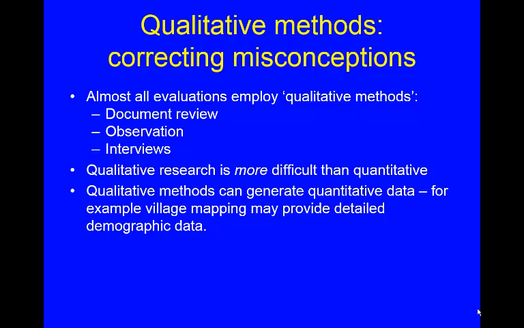Qualitative records can generate quantitative data. So when we're talking about qualitative evaluation, that doesn't mean that we only end up with qualitative information. It's perfectly reasonable to collect quantitative information using qualitative methods. To give one simple example, I very regularly use village mapping, and village mapping can provide you a lot of quantitative information telling you about the demographic structure, for example, of a community, sometimes the poverty breakdown of a community, and so on, in quantitative terms.